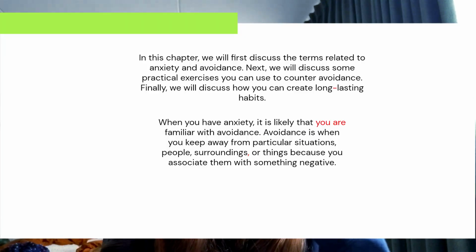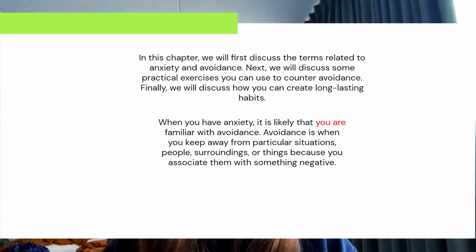So in the nonfiction example, you can see it here with the grammar errors fixed. The editor might suggest some other things as well. For instance, to avoid the repetitive sentence structure in the first paragraph, the author could recast it. So, for instance, "In this chapter, we will first discuss the terms related to anxiety and avoidance before moving on to some practical exercises you can do to counter avoidance. And at the end of the chapter, we will share how you can turn them into long-lasting habits."